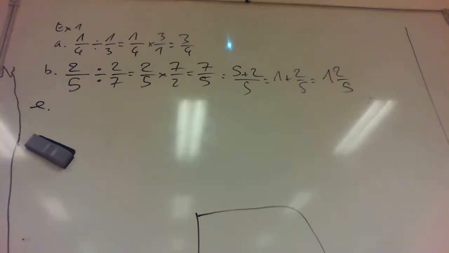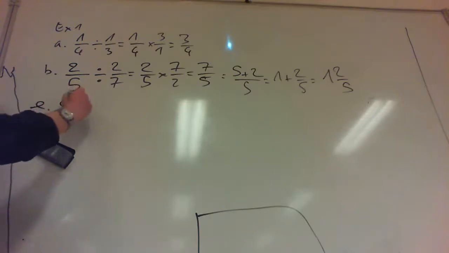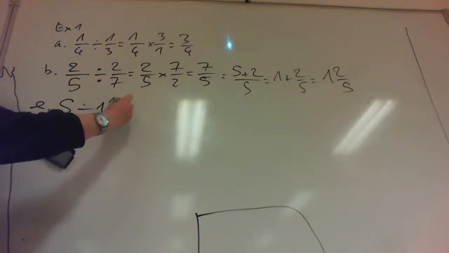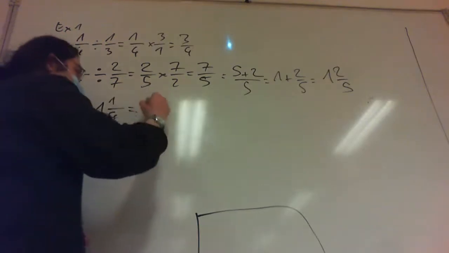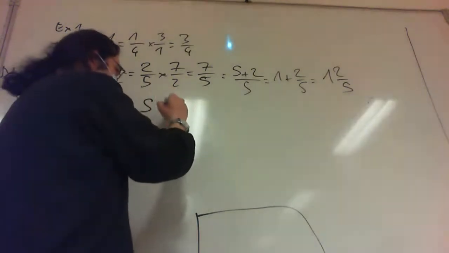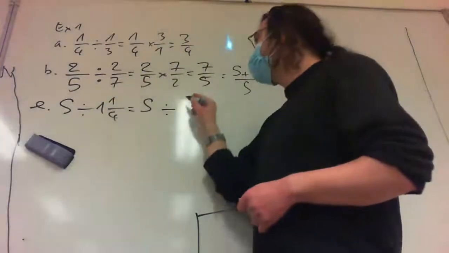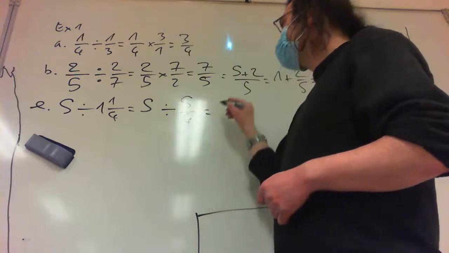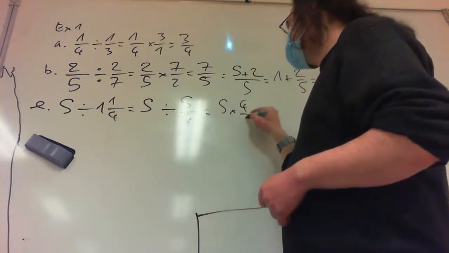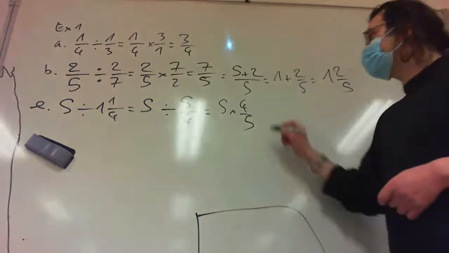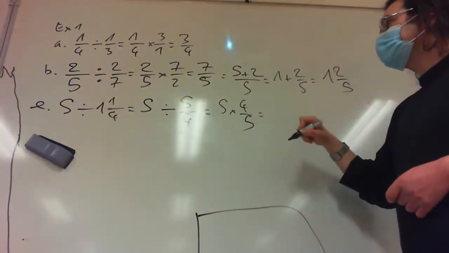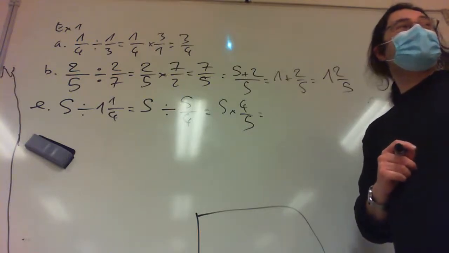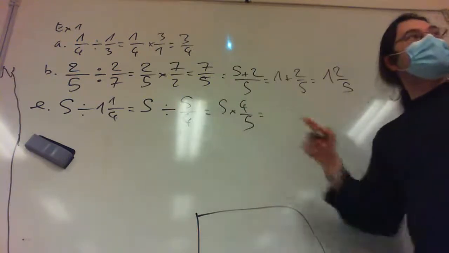5 divided by 1 and a quarter equals 5 divided by 5 over 4, which is equal to 5 times 4 over 5, which is equal to 20 over 5. Huh? You're very sure you should need to do this? Which is equal to 4.